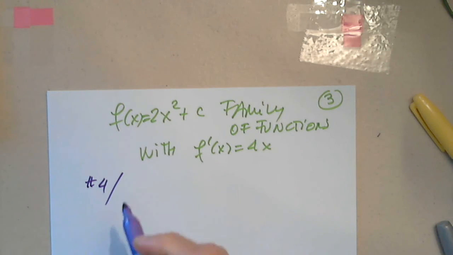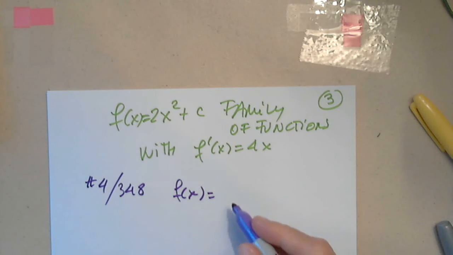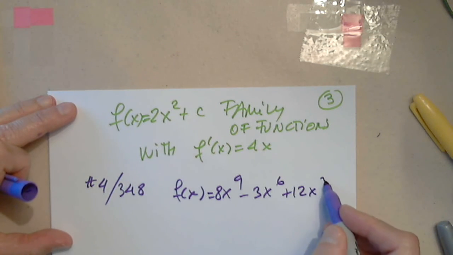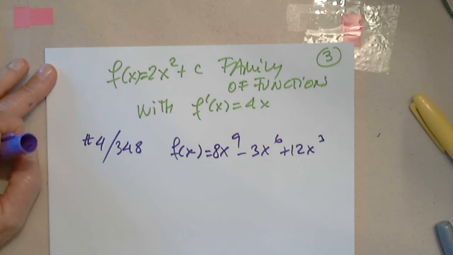On page 348, the function is given to us as 8x to the 9th minus 3x to the 6th plus 12x cubed. The question is asking, find the most general antiderivative of the function.